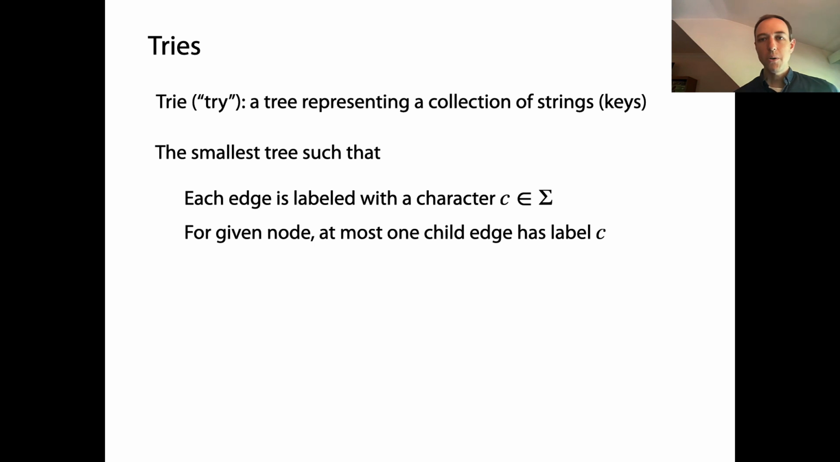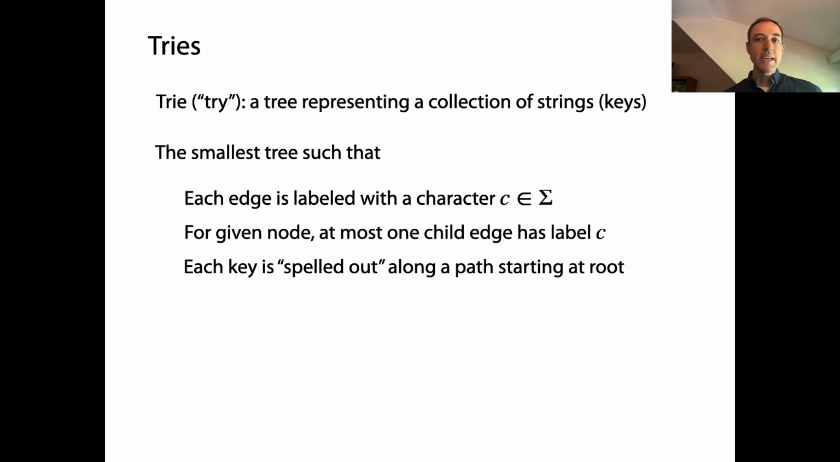For a given node, at most one child edge... so this is a tree, so there are going to be parent-child relationships. And for a given node, at most one of its children can be attached using an edge labeled with a particular character c. In other words, there can't be more than one child connected by an edge labeled with the same character c.